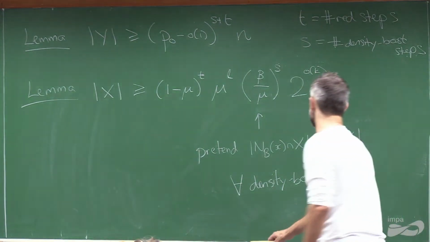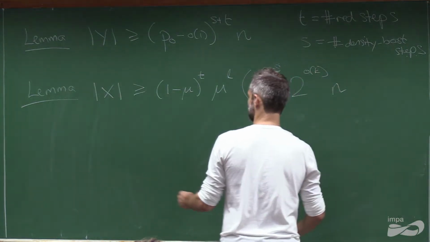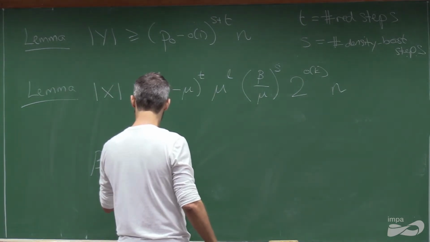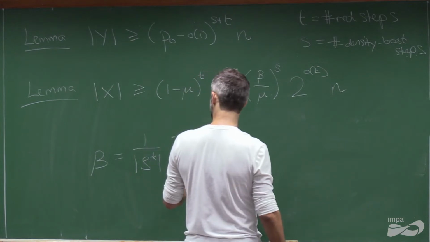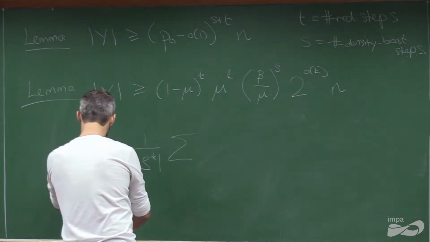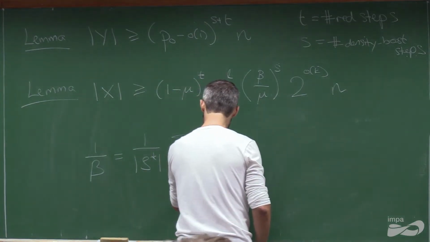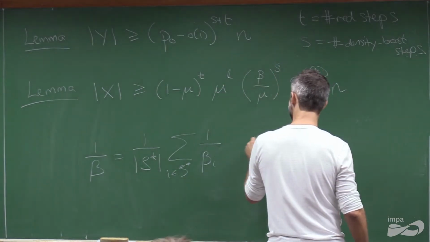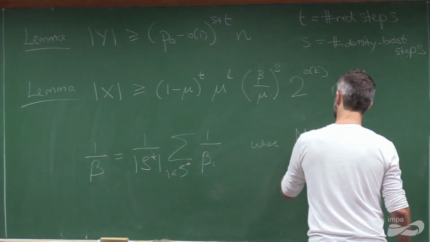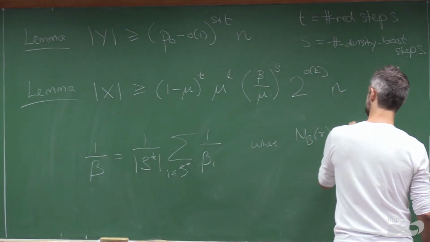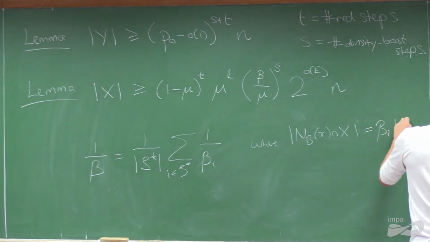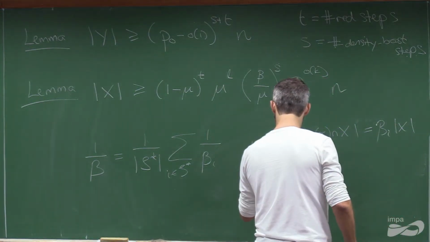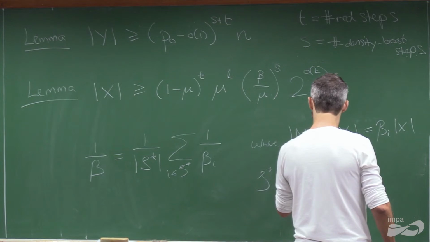Okay, where beta is this funny thing, so perhaps I'll just write it. So beta is defined to be 1 over the size of S star, sum of 1 over beta_i, i in S star, where beta_i is defined by the density of B intersect X equals beta_i times X for each density boost step, and S star is the set of moderate density boost steps.